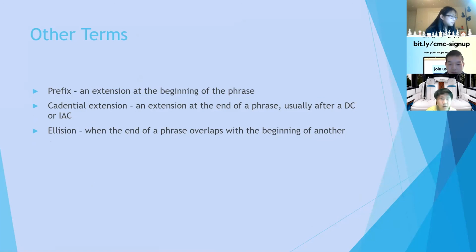So we also have some other terms that we need to take care of. We have a prefix, which is an extension at the beginning of the phrase. We also have something called a cadential extension, which is an extension at the end of the phrase. And then it's usually after a deceptive cadence or an IAC. And then we also have elision, where the end of a phrase overlaps with the beginning of another.